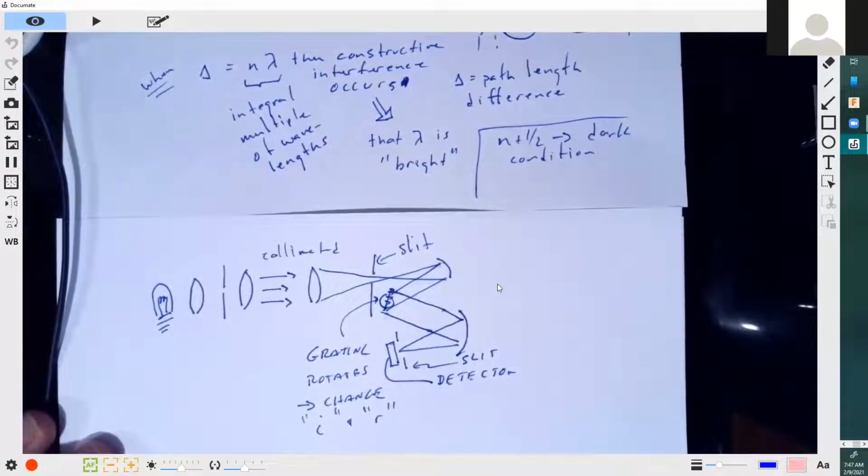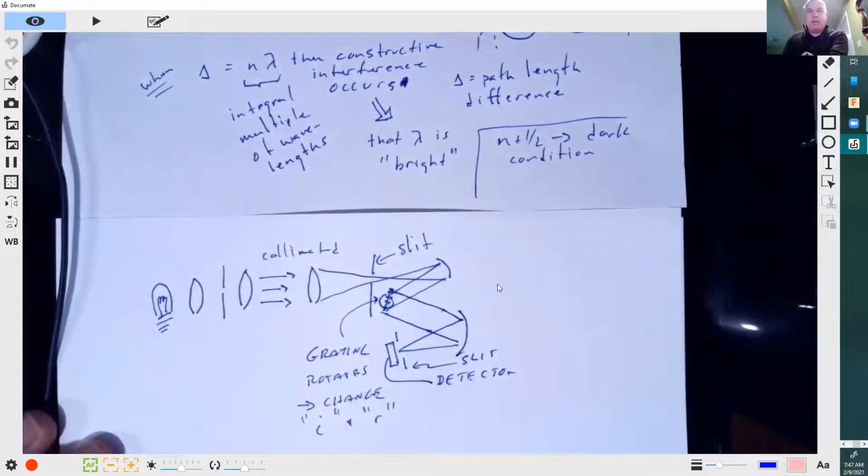Terrell, where does the sample go? This appears to be completely sample-free spectroscopy. That's a very good question. Very good question. Where does the sample go?